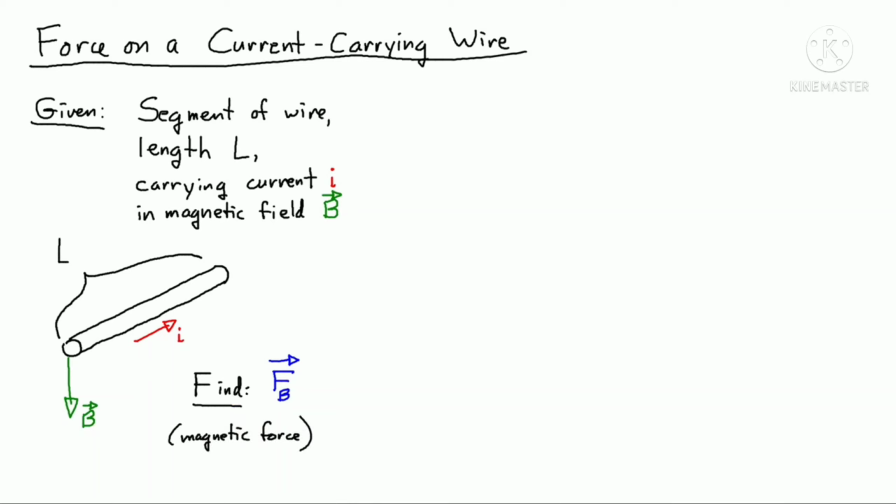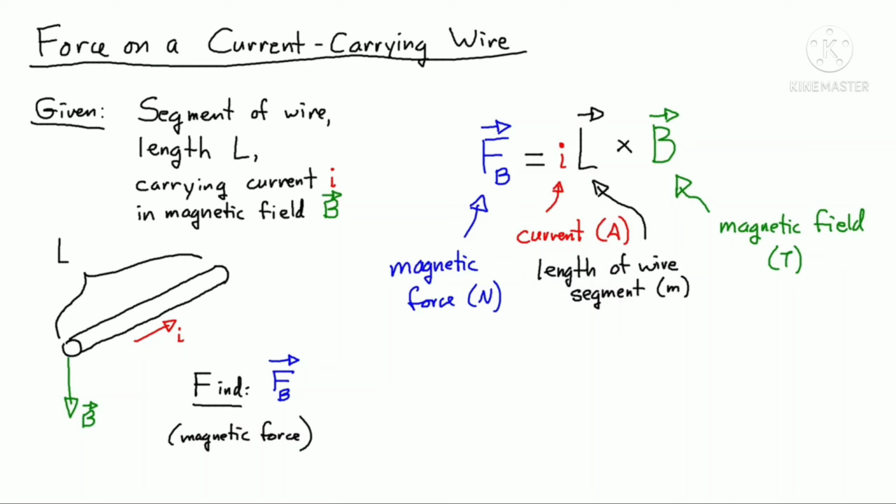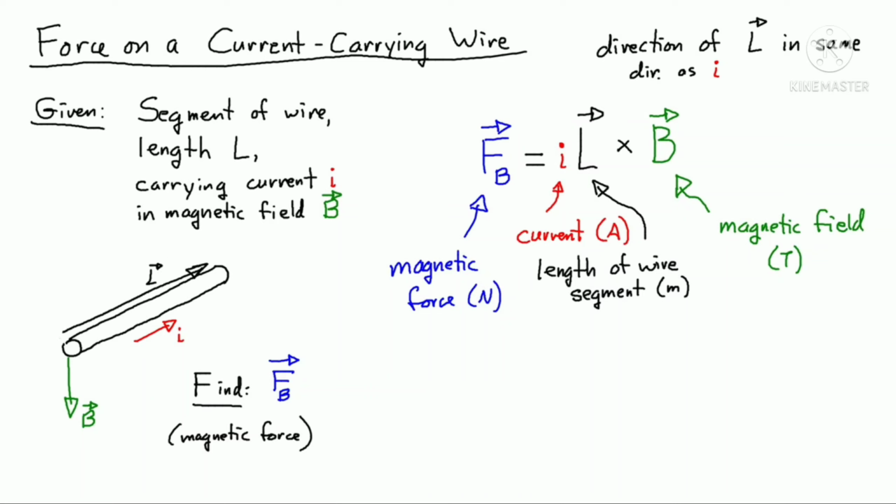There are two expressions that we use for this. The first one is F_B equals I L cross B. In this expression, I is the current, L is the length of the wire segment, B is the magnetic field, and F_B is the magnetic force. The only tricky thing about this is that the L term is actually a vector. You notice that it has the arrow on top, and we choose the direction of L to be the positive direction of the current. Now, L cross B is just a vector cross product.